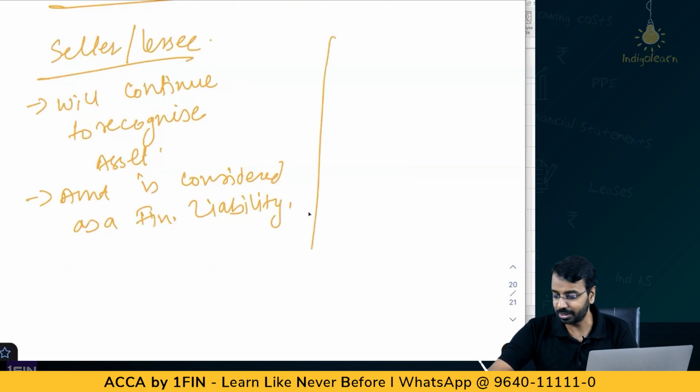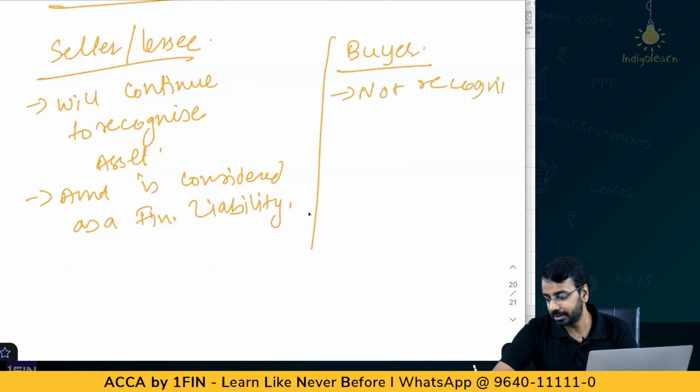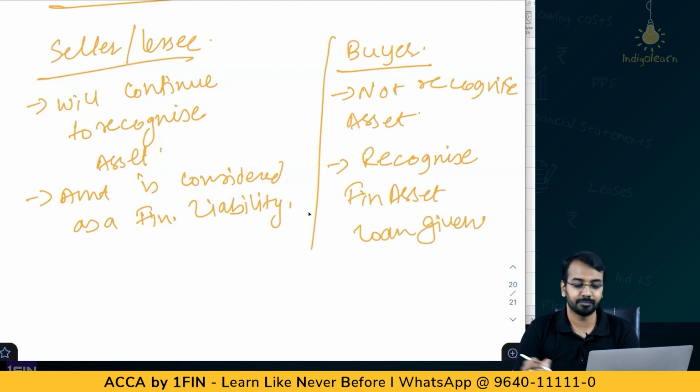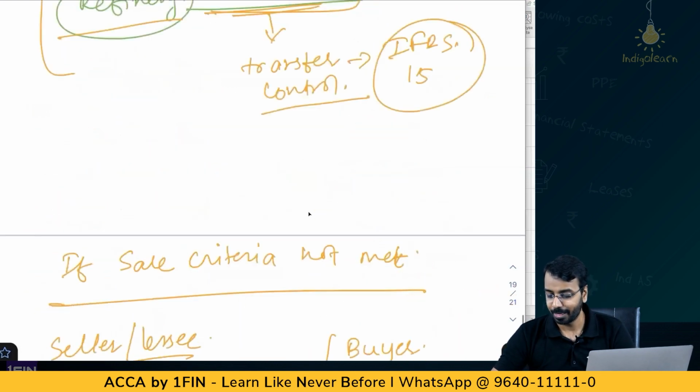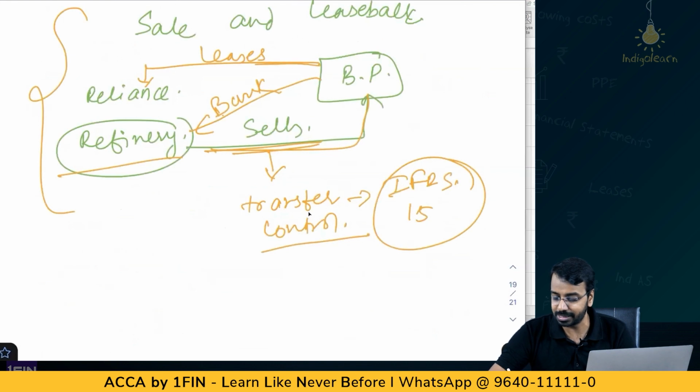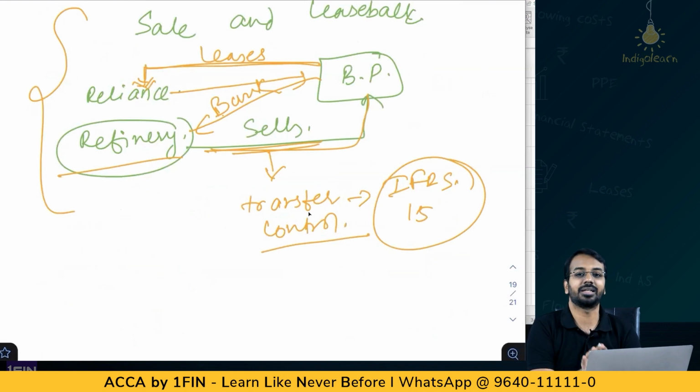Then what in the case of buyer? What the buyer will do is, buyer will not recognize the asset, but buyer will recognize a financial asset as loan given. Now, how will this liability and loan be settled? See, when British Petroleum leases this to Reliance, Reliance will make payment of lease rentals. So using those lease rentals, you will settle the loan liability and the loan asset.